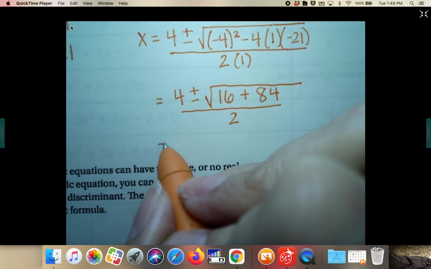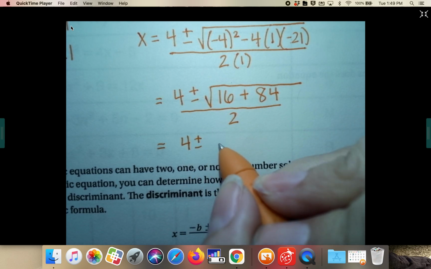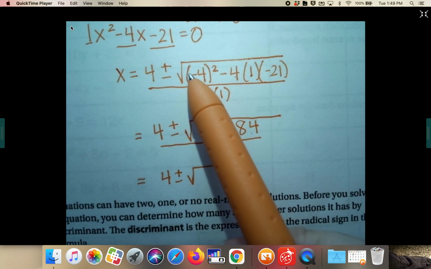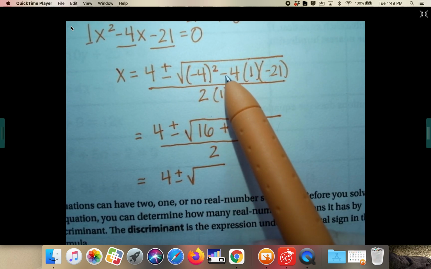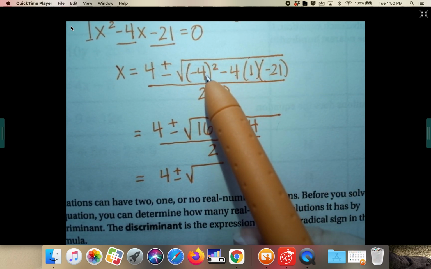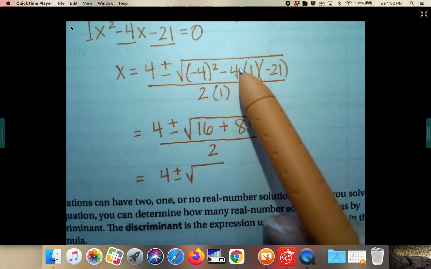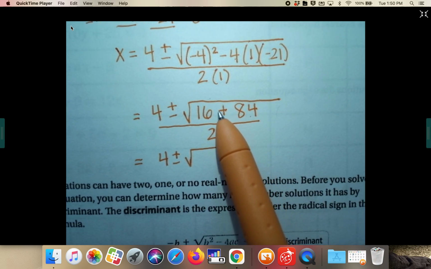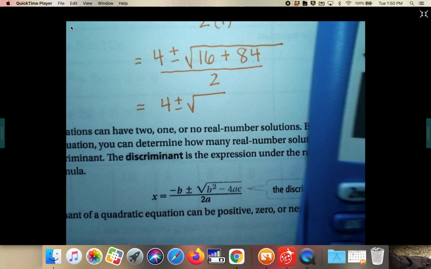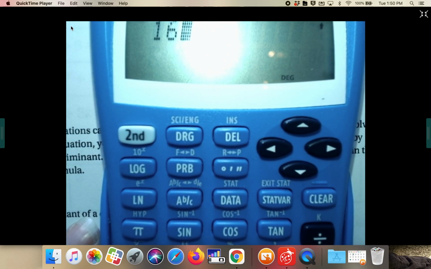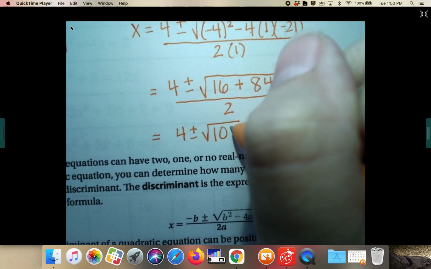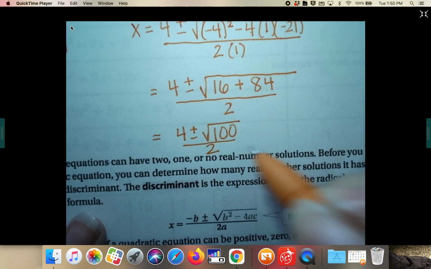Okay, let's keep going one step further. 4 plus or minus the square root of whatever 16 plus 84 is. By the way, you cannot go ahead and do 16 minus 4 and then times this and then times this. You have to do order of operations. So you have to do squares first and then multiply, and now we can add or subtract. Last is adding and subtracting. So 16 plus 84 is 100, all over 2, because 2a is 2.